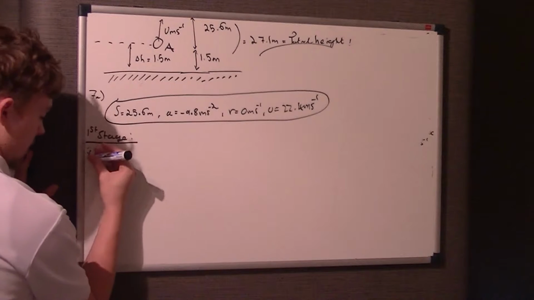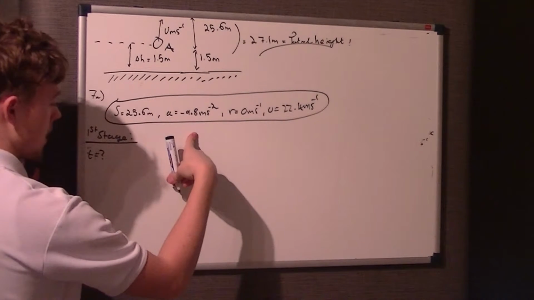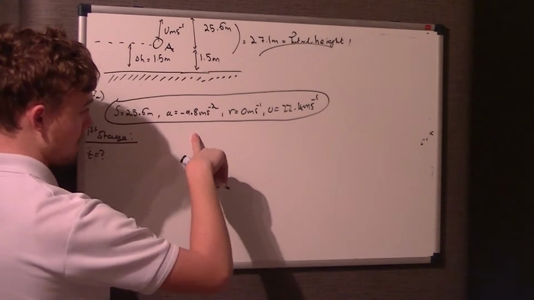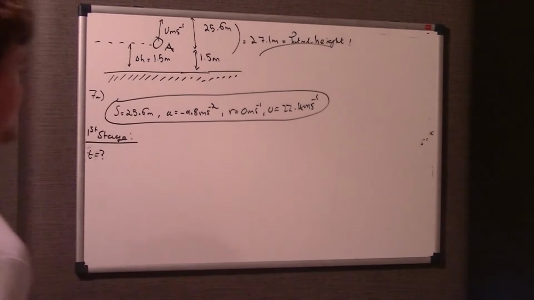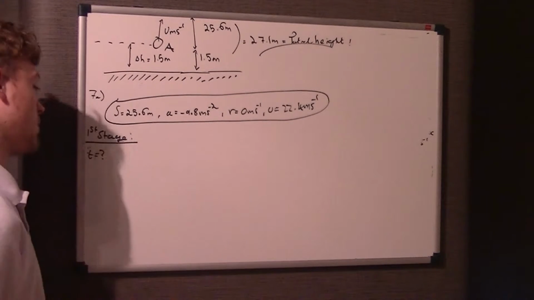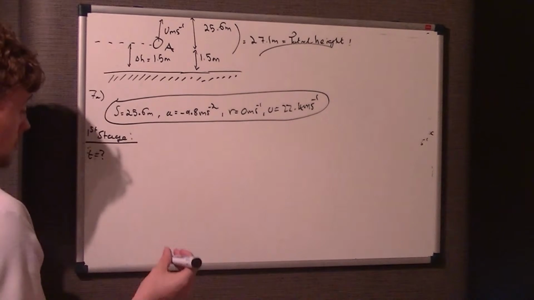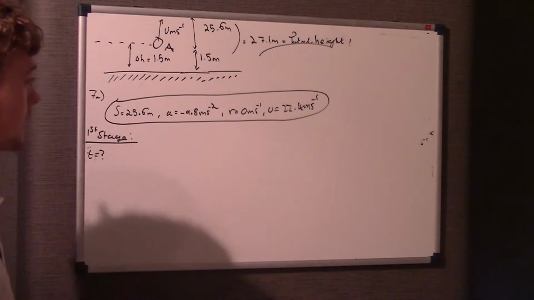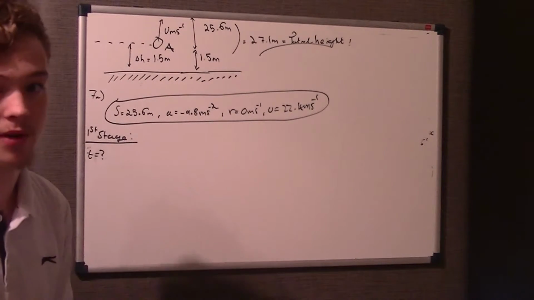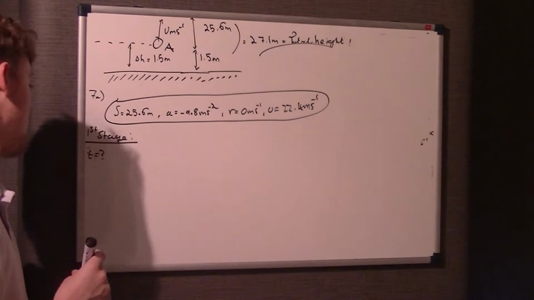So the first stage, we want t. And we've got the distance, 25.6, acceleration, negative 9.8 metres per second squared, v is 0, and u is 22.4. Now, there's a couple of ones we could use here. We could use s equals a half u plus v times t, or we could use s equals ut plus a half at squared. In this case, it'd be a half at squared, because we've got negative 9.8, because we're going away from the centre.